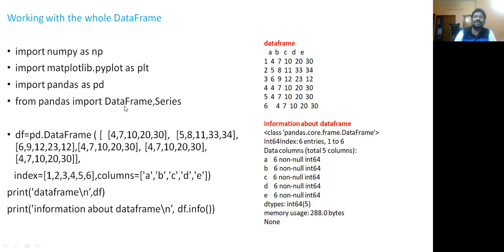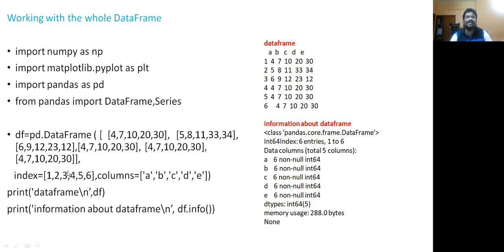From pandas import DataFrame and Series. So first you see that here I am creating one frame with different lists. For example, df = pd.DataFrame. This is one list, with values 1, 2, 3, 4, 5, then 1, 2, 3, 4, 5, 6. So this contains 6 lists. That means each row contains 5 columns: 5 columns and 6 rows.